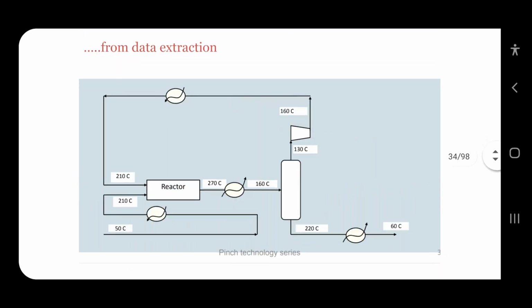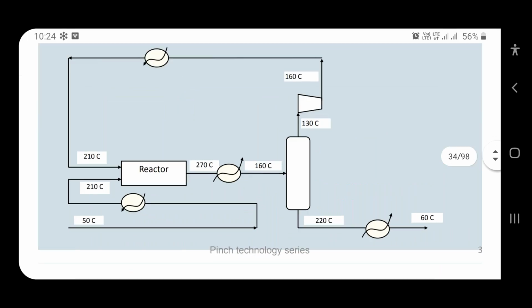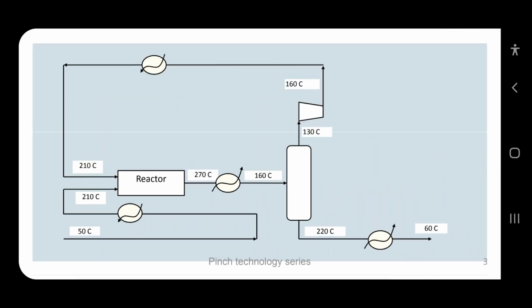So here is the flow sheet. Have a look at the flow sheet. Here the inlet feed temperature is 50 degrees Celsius. Then it comes to the heat exchanger. One heat exchanger is over there. Why do we add a heat exchanger here? Because my reaction temperature is around 200 or 220 degrees Celsius, so I want to reach that temperature. I use one heat exchanger to go from 50 degrees Celsius to 210 degrees Celsius.